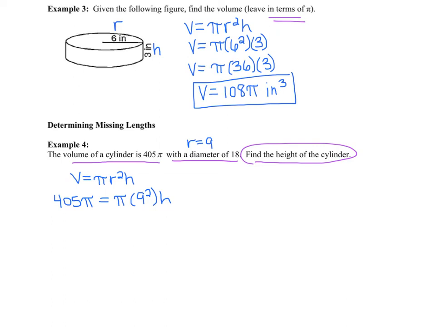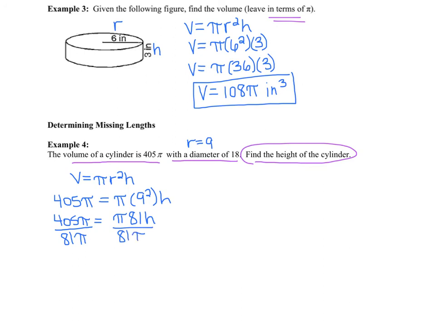So now we can solve for the height. So what's our first step? Let's first square 9 squared. Let's rewrite 405 pi equals pi. 9 squared is 81. And then we have our h. Our next step is you want to get our h by itself. We want to get height by itself. Well, what operation is this right here? What are we doing here? Multiplication. And how do we undo multiplication? By using division. So we divide both sides by 81 pi.